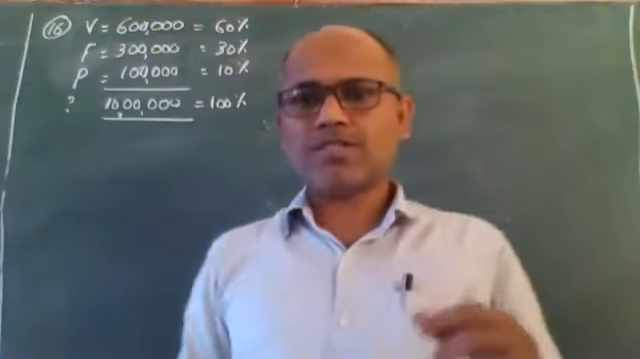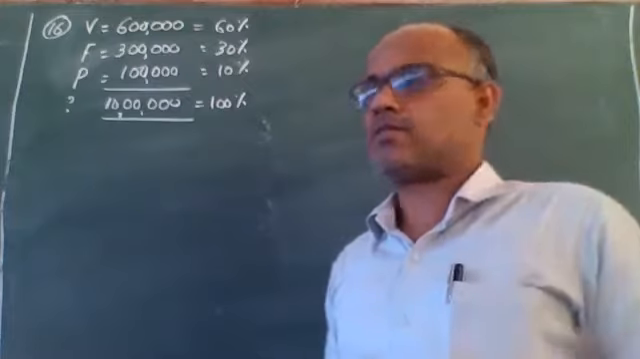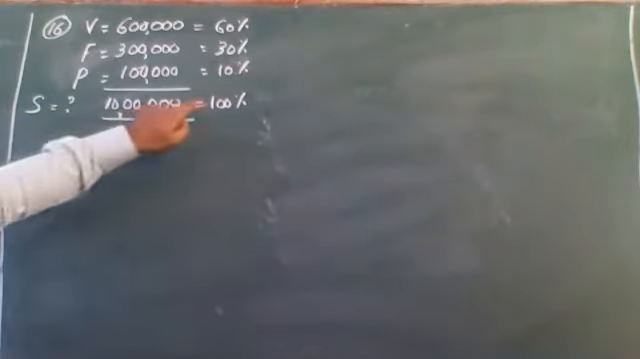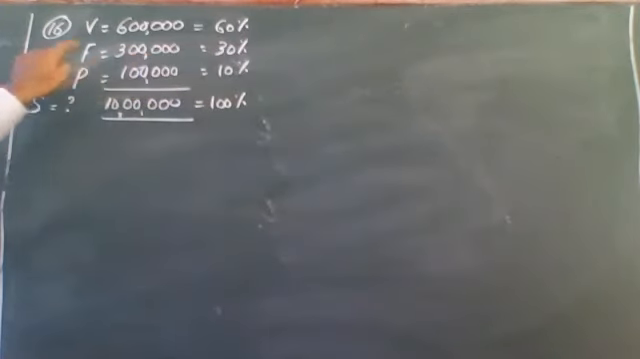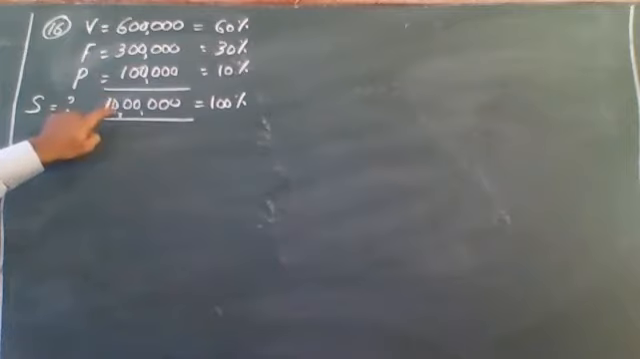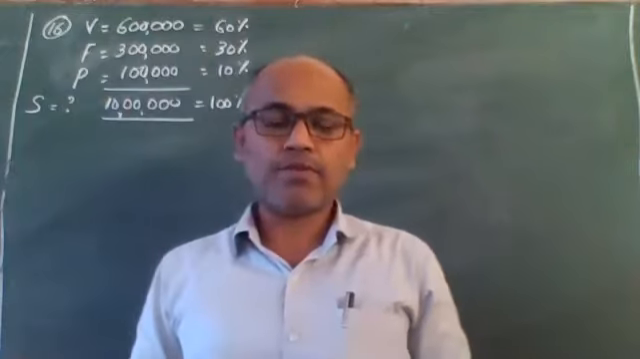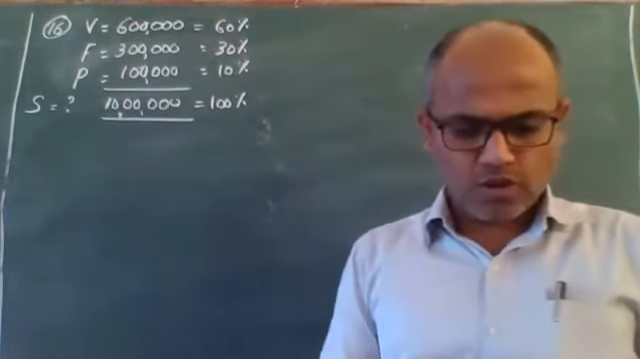Now what is this 100%? Is it your sales? Yes, this should be your sales. Because if I sell 10 lakhs, 10% of 10 lakhs is 1 lakh, that is profit. 30% of 10 lakhs is 3 lakhs, that is fixed cost. 60% of 10 lakhs is 6 lakhs, that is variable cost. I think you have everything. You have S, you have V, you have F, you have P. So whatever he is asking, you can find out.